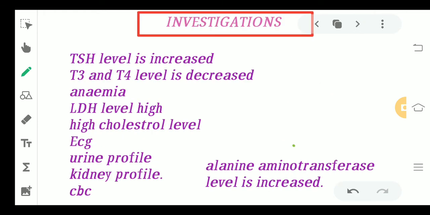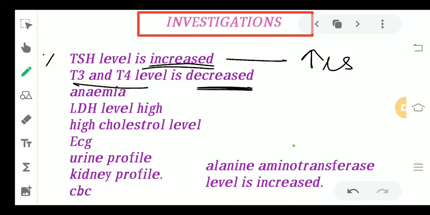Moving ahead to the investigation, what all investigations can be conducted to check if the patient is suffering from any kind of thyroid disorder or not? Firstly, check the TSH level. If the TSH level is increased, that means that the body has demanded more TSH secretion. That means that the level of T3 and T4 is decreased in the body. So, in case of hypothyroidism, the TSH level is going to be increased. The T3 and the T4 level is going to be decreased. They are always inversely proportional to each other. If the TSH is high, that means that definitely the T3 and T4 were low in the body. So to balance it, the TSH has increased.